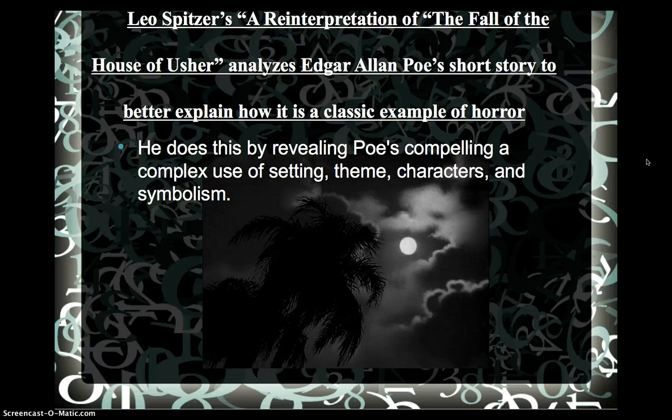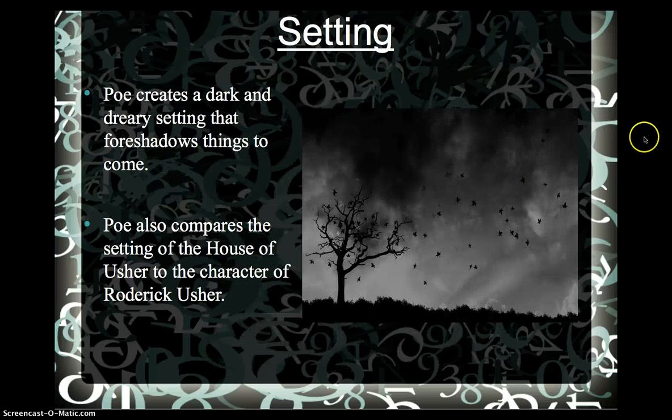Leo Spitzer's A Reinterpretation of the Fall of the House of Usher analyzes Edgar Allan Poe's short story to better explain how it is a classic example of horror. He does this by revealing Poe's compelling and complex use of setting, theme, characters, and symbolism. Poe first does this with setting by creating a dark and dreary setting that foreshadows things to come.